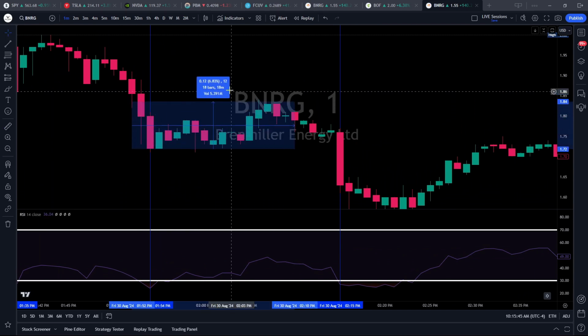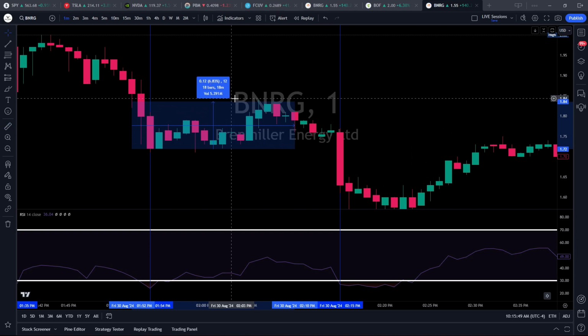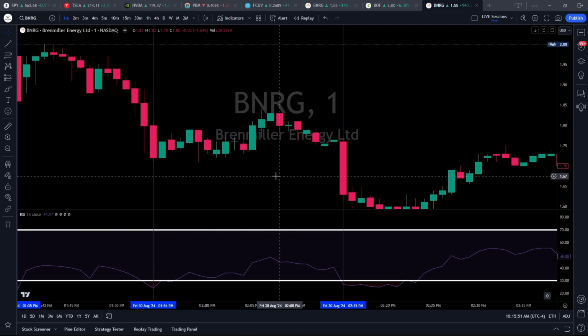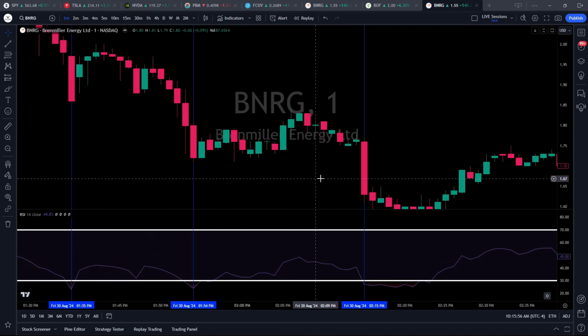You can see that this moved up about 12 cents per share and almost 7%. It's not bad. These are minute candles, right? This is a minute chart, minute RSI, so that's not bad, right? Within minutes, you can get yourself a nice little win.